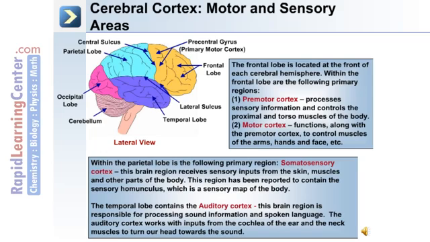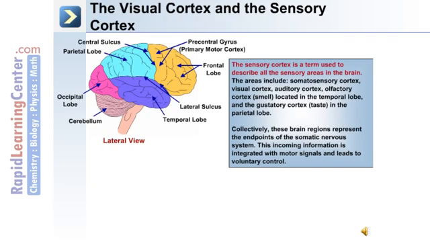The temporal lobe contains the auditory cortex, which is responsible for processing sound information and spoken language. The auditory cortex works with inputs from the cochlea of the ear and the neck muscles to turn the head towards the sound. The visual cortex and the sensory cortex.